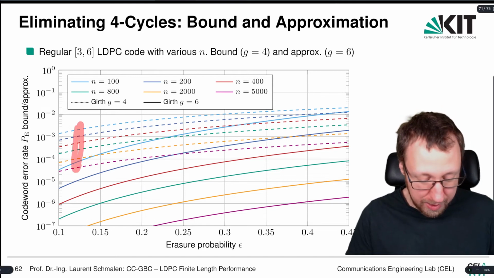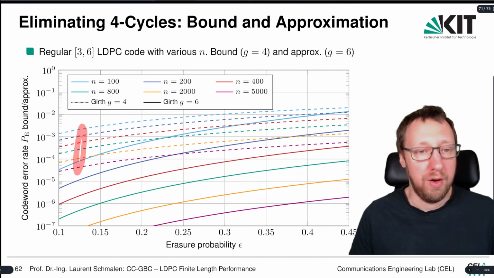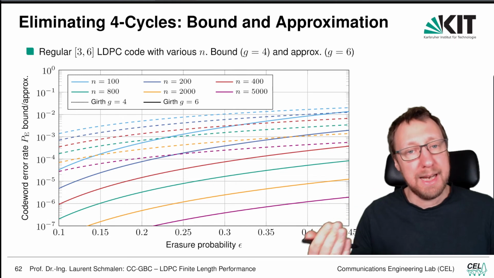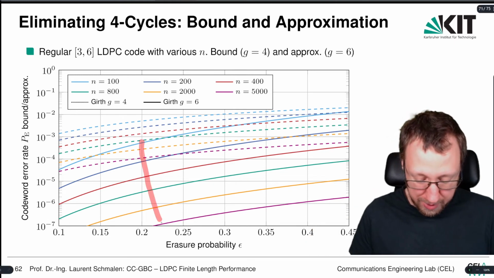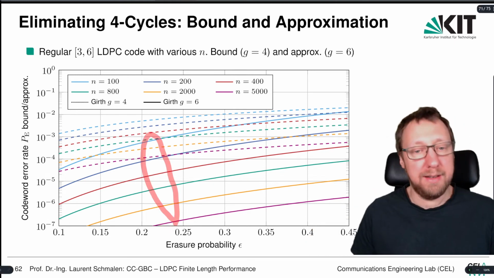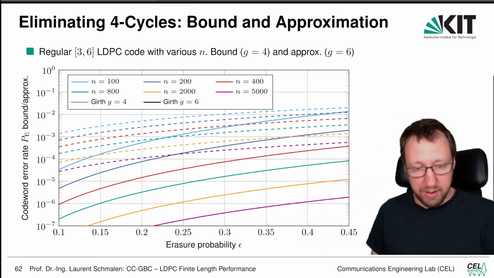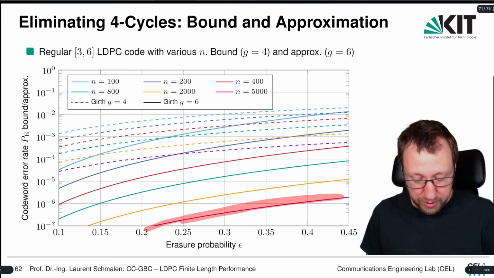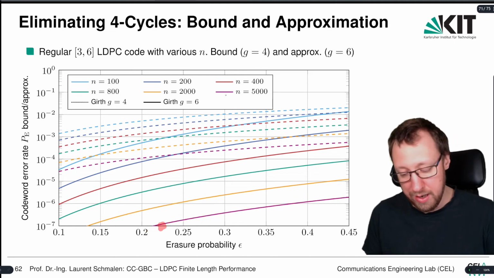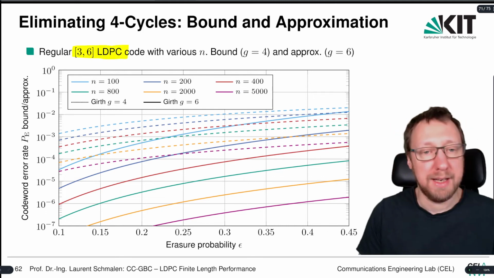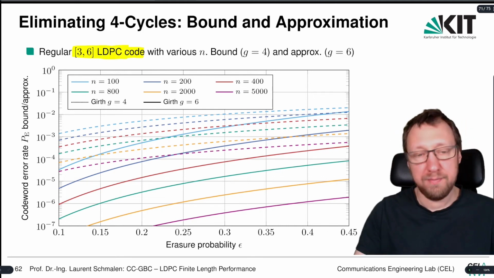So if we compare this also for different lengths, here we have the same graph as before. This is what we had previously, the curves for Gauss of 4. And now if we increase the Gauss to 6, then we plot the approximation and we see that we can push the error rates quite heavily down. Also now we are able to reach 10 to the power minus 7 with n equals 5,000. This is for the 3,6 LDPC code.